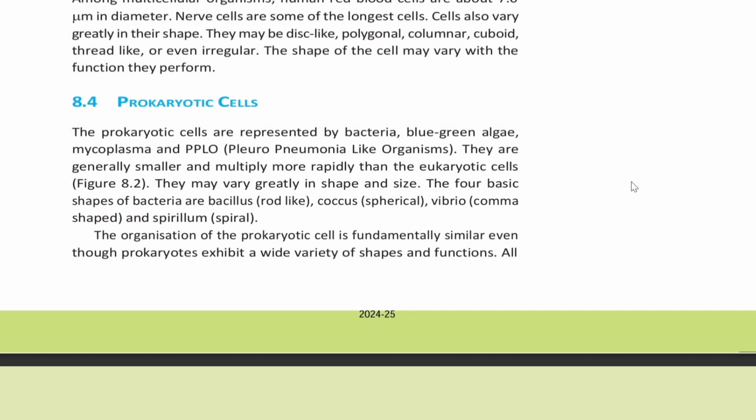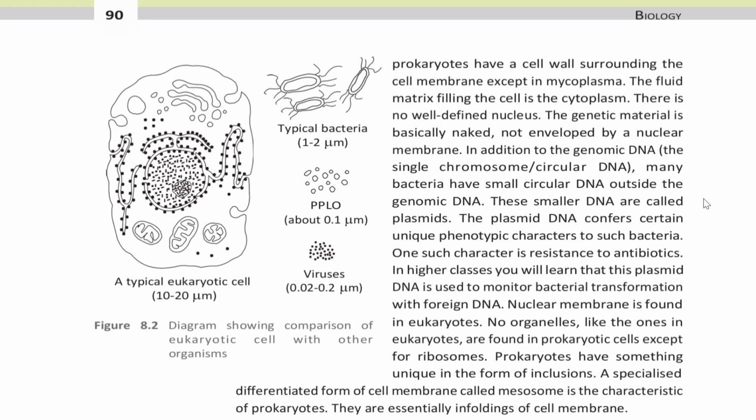The organization of the prokaryotic cell is fundamentally similar even though prokaryotes exhibit a wide variety of shapes and functions. All prokaryotes have a cell wall surrounding the cell membrane except in mycoplasma. The fluid matrix filling the cell is the cytoplasm. There is no well-defined nucleus. The genetic material is basically naked, not enveloped by a nuclear membrane.